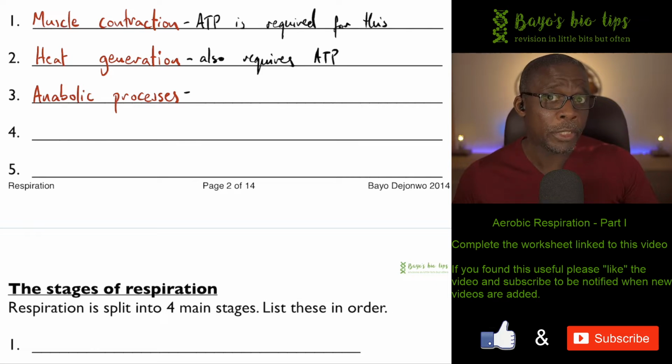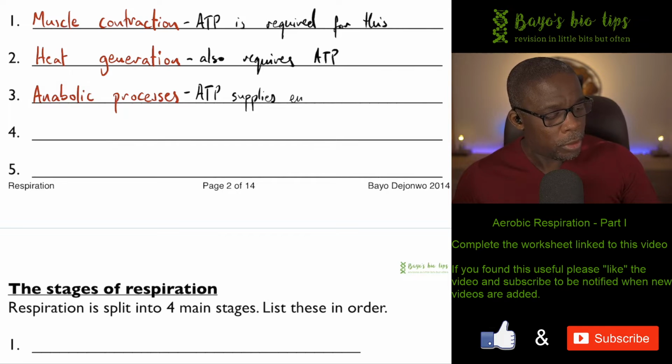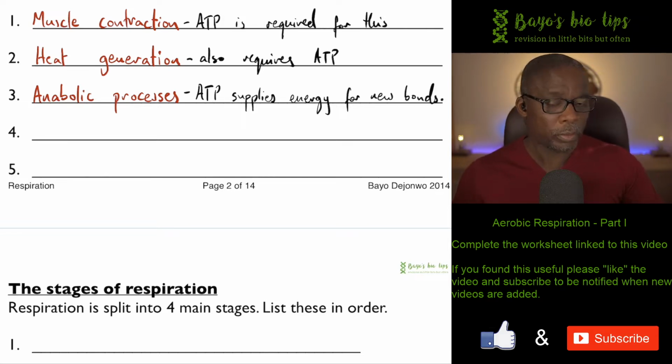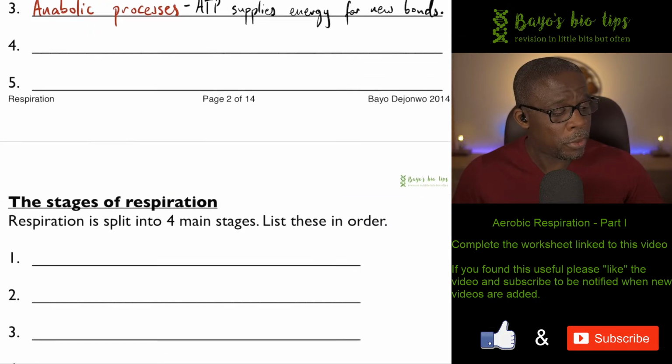And then anabolic processes. So the ATP actually supplies the energy to make new bonds. So ATP supplies energy for new bonds. Okay, so those are 3 examples of uses of ATP. From the graphic that I've given you, have a go at trying to put down 2 more in your own time. Okay, so now let's go on to the next stage.